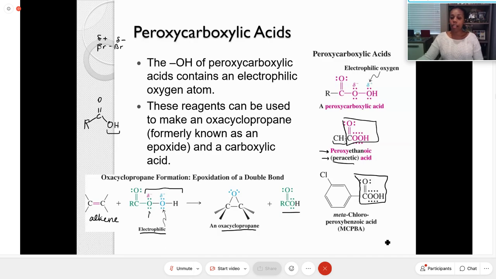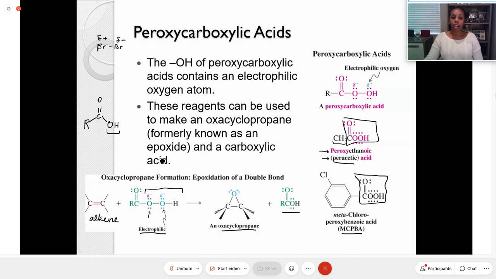This is called meta-chloroperoxybenzoic acid. This is another common name. We'll learn about the naming of these benzene-containing compounds in chapter 15, but just for now, know this as MCPBA. So if you see MCPBA over the arrow, know that you're going to be making an oxycyclopropane from the alkene.